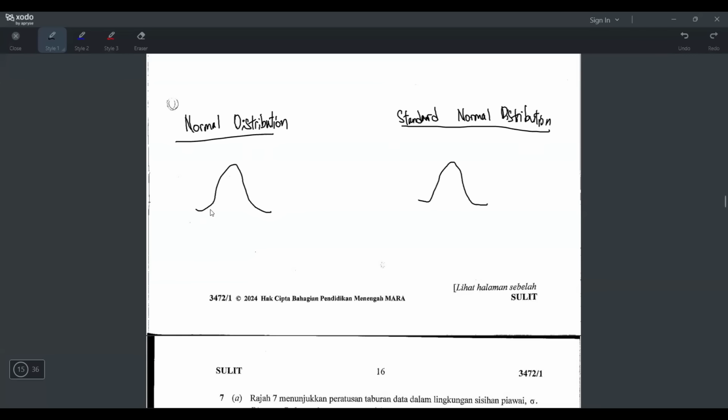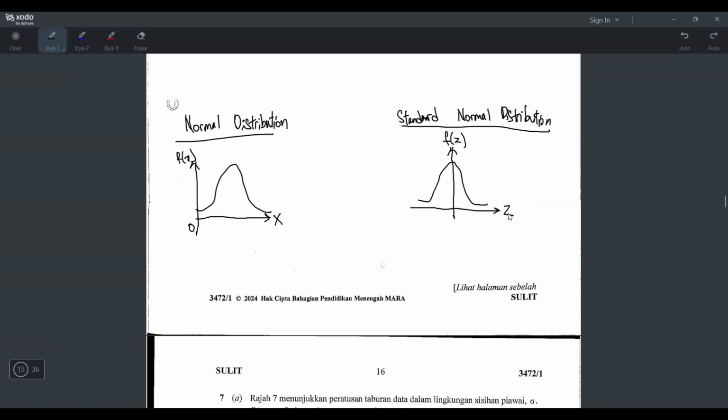But for the normal distribution, the vertical axis will be here, right? And this one is x, this one is 0. This one is the probability. I'll just write fx. Yeah, like this. And for the standard normal distribution, the axis is exactly here, and this one is fz. And then the axis here, we call it z.